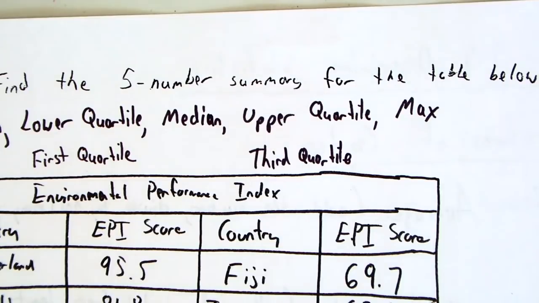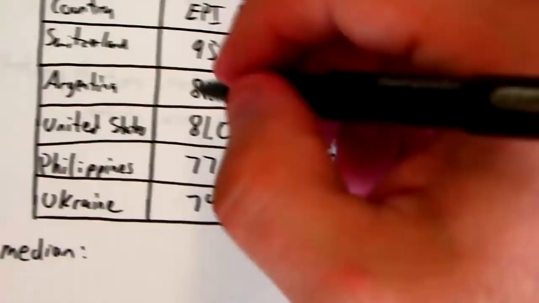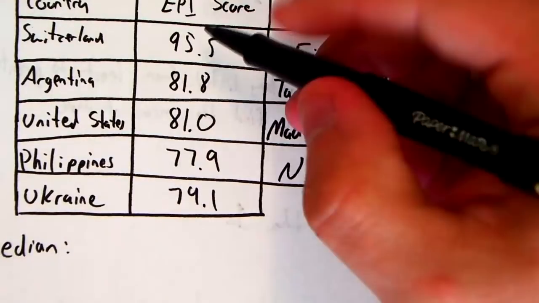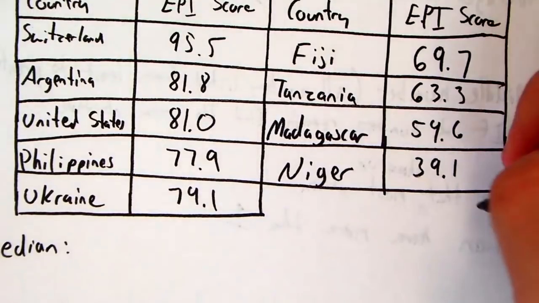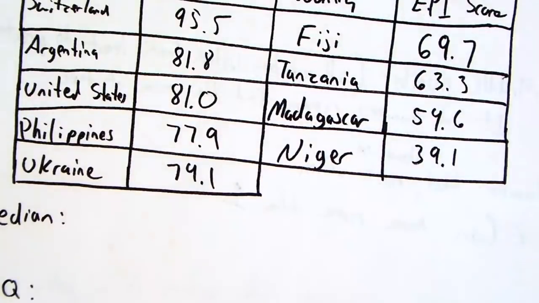So let's go ahead and find our information here. The median is going to be, again, the middle number. These are all ordered, in this case, from greatest to least. This is dealing with the environmental performance index. Basically, what the environmental performance index is, is how well a country is doing to help protect the environment.